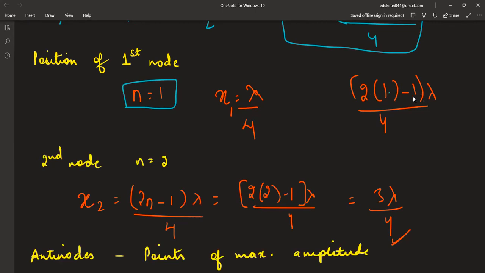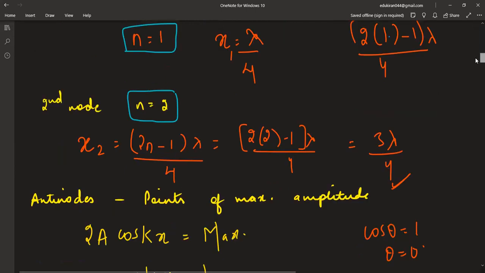2n minus 1. That is 2 into 1, that is 2. 2 minus 1 is 1. So you have 1 lambda by 4, that is lambda by 4. When you put n is equal to 2, that is the second node, you get (2 into 2 minus 1) by 4 lambda, that is 3 lambda by 4, like this, you will get.